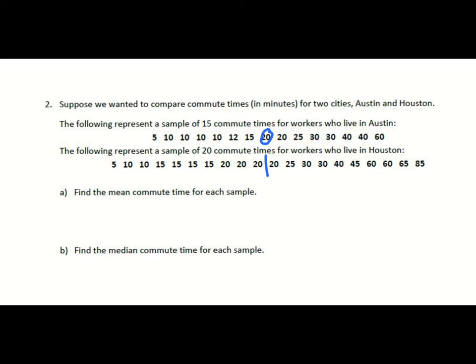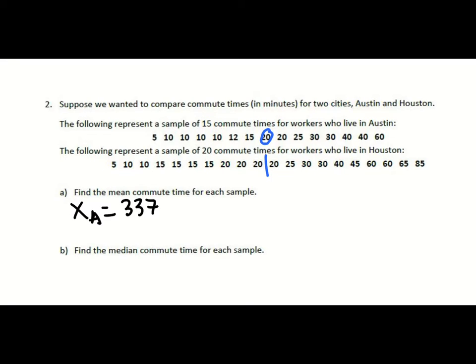Here's my middle. Okay. So if I want to find the mean, I'm going to have to add all of these up and divide by 15. If I want to find the mean for this one, I'm going to have to add all of these up and divide by 20. So to find my mean for Austin, we're going to have to add them all up. I get 337.